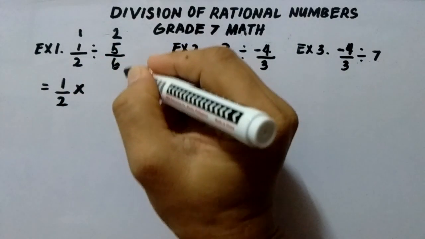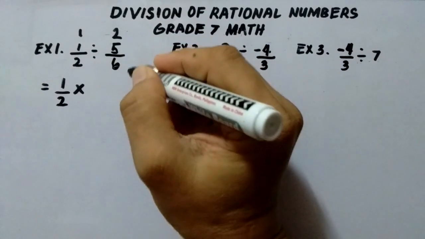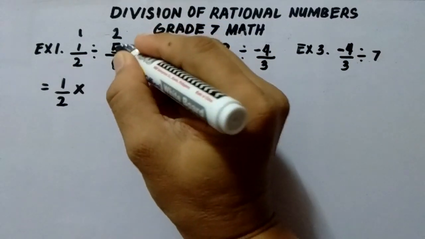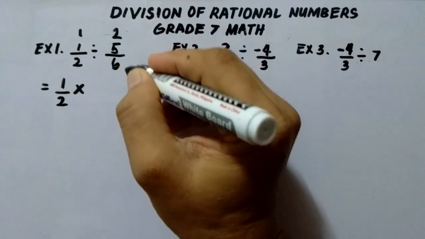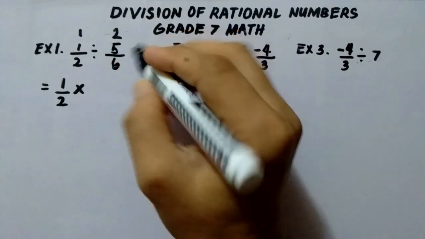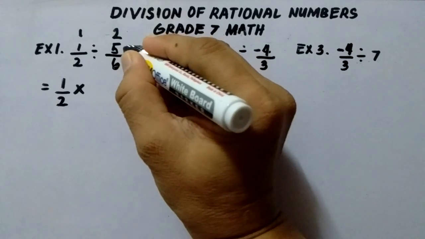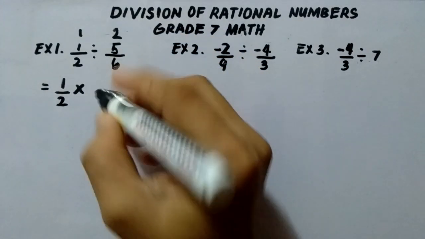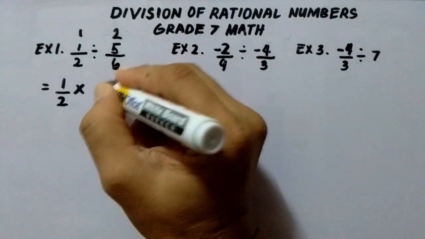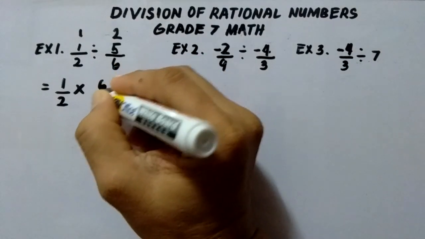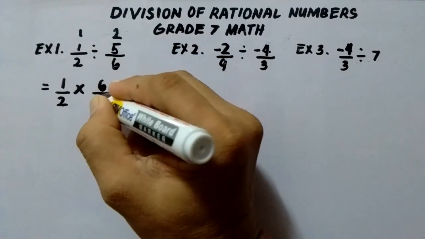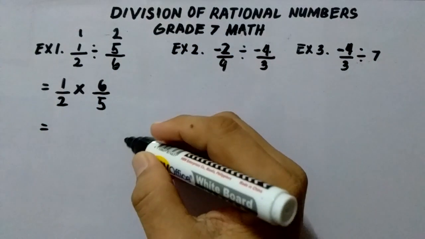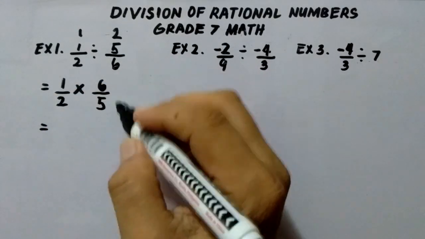Then, the third step, invert the second fraction. Okay, so i-invert po natin itong 5 over 6. So, ibig sabihin po, babaliktarin po natin. So, yung 6 mapupunta sa taas, yung 5 mapupunta po sa ilalim. Okay, so let's invert. 6 mapupunta po sa taas, then over, so yung 5 mapupunta na po dito sa ilalim. So, equals, okay, so let's multiply.